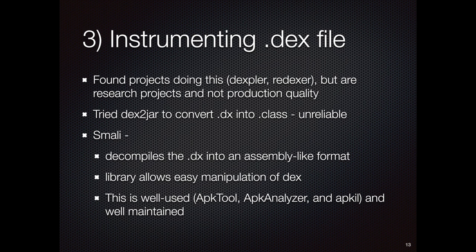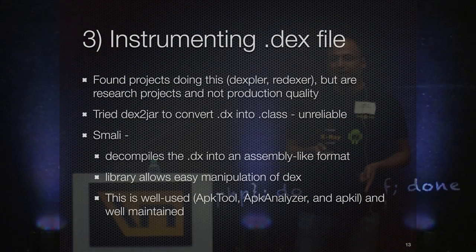So we ended up finding this library called Smalley. It's written by a hacker who ended up getting hired by Google 3 years ago. And it takes this dex file, compiles it back into something that looks like assembly. And he gives a library where you can manipulate it. So Smalley was really good because we can use his library and do all sorts of transformations of the code.